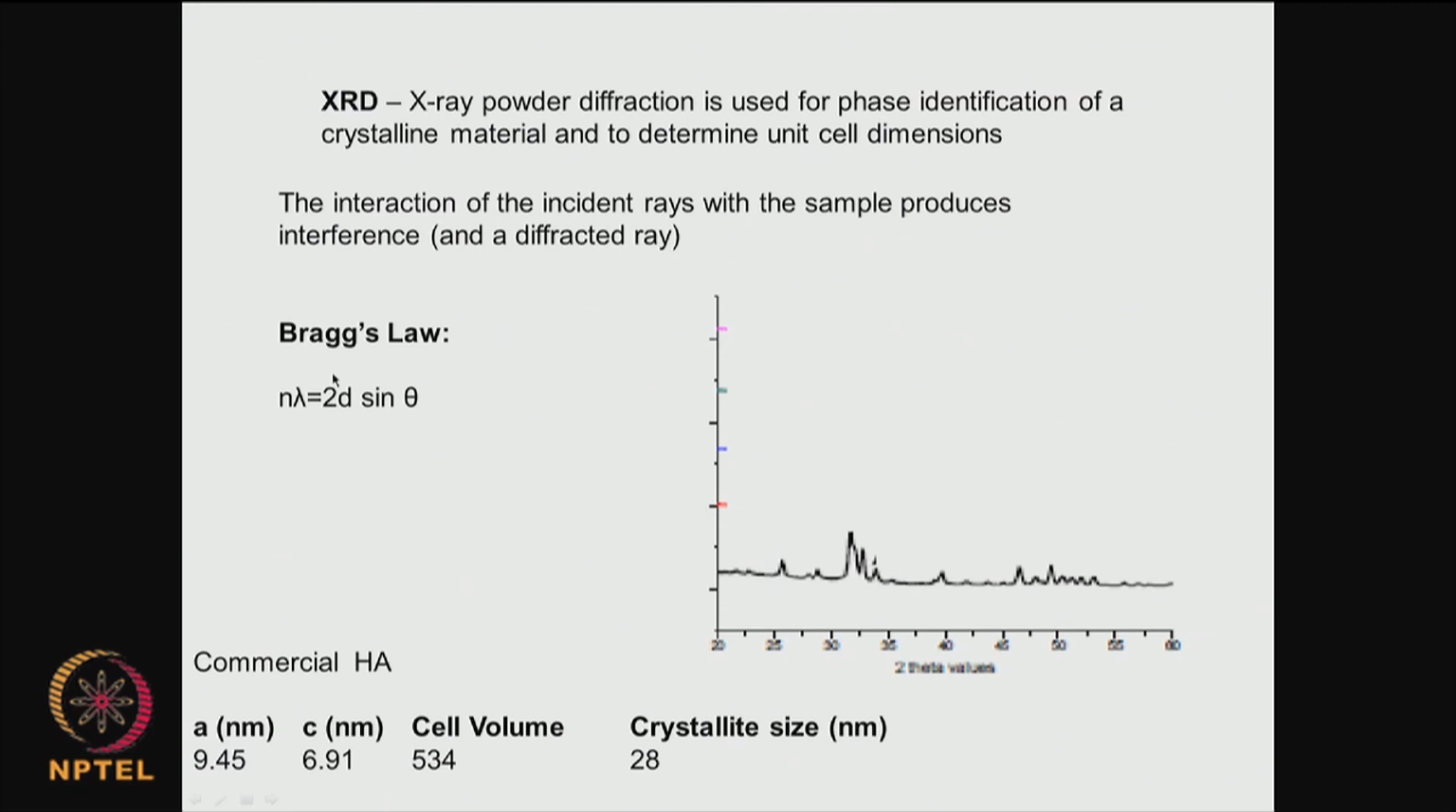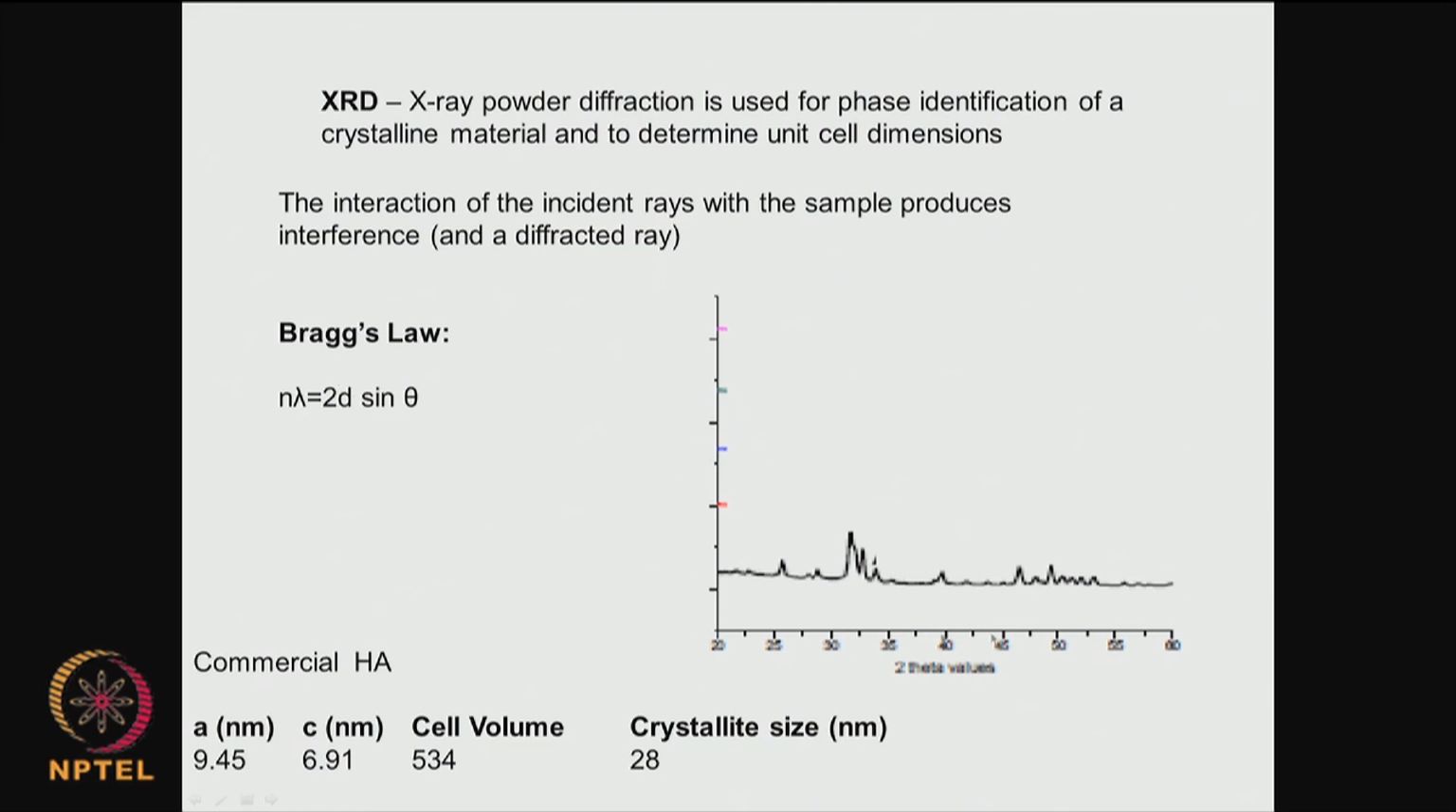If you remember your school day physics, you would have studied something called Bragg's law, right? We have an incident ray which has a wavelength of lambda, n could be 1 here, d is the dimension of the crystal, theta is the diffraction angle. We use this formula, and from there we can calculate d.